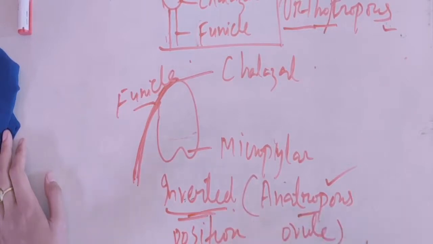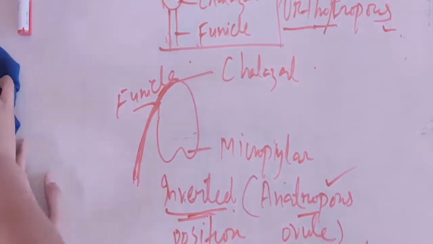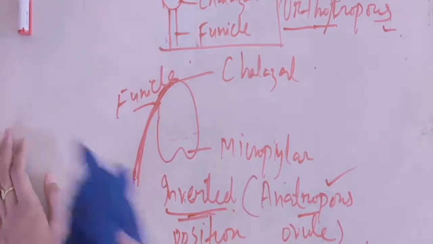We call it anatropous ovule. This is just the position of this tree with respect to this tree funicle, chalazal and micropylar.